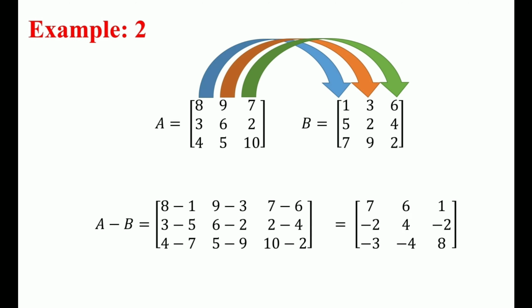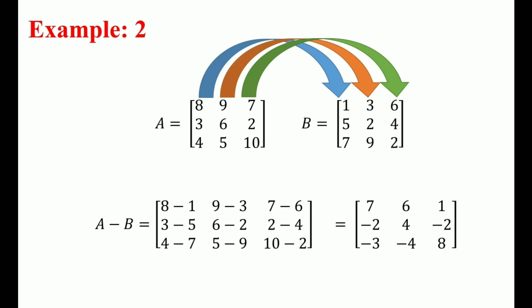Consider the second example of a 3 into 3 order matrix. Matrix A is equal to 8, 9, 7, 3, 6, 2, 4, 5, 10. Matrix B is equal to 1, 3, 6, 5, 2, 4, 7, 9, 2. This is a 3 into 3 order matrix.